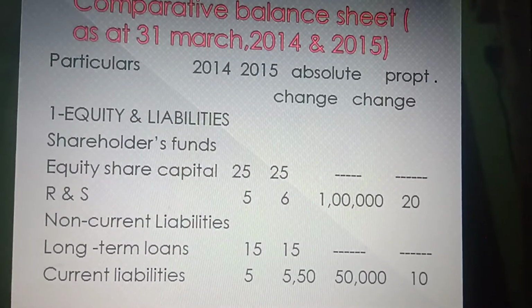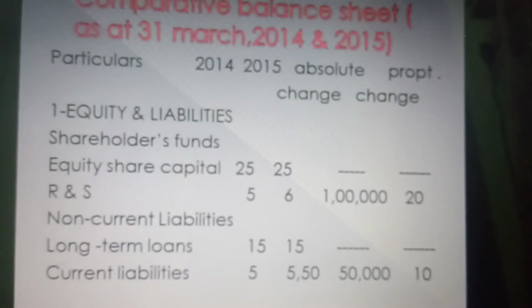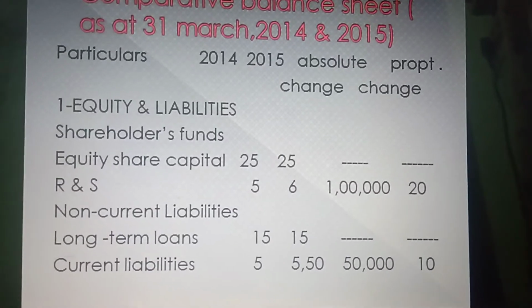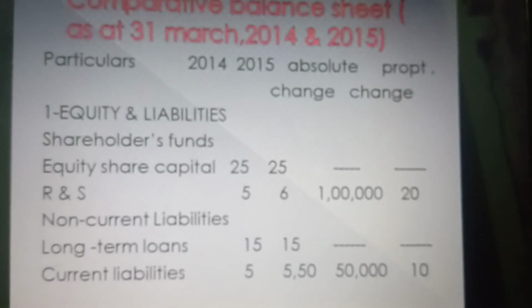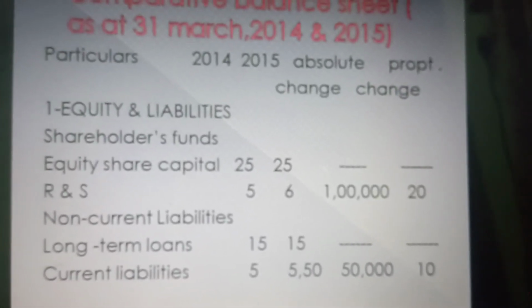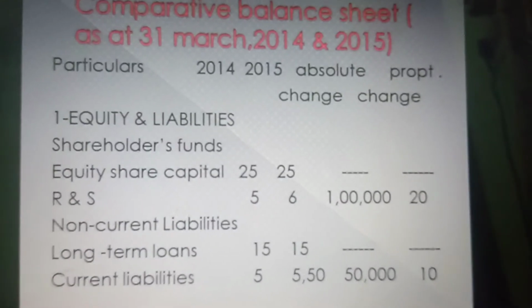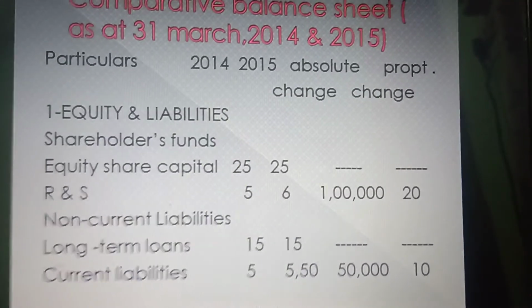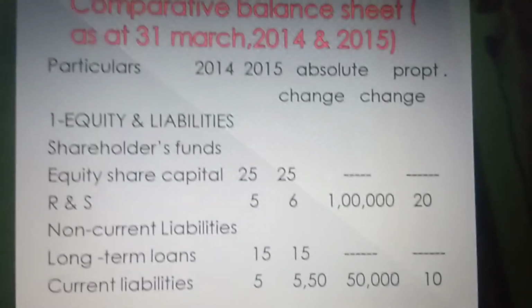As you can see, current liabilities were rupees 5 lakh on 31st March 2014, while current liabilities have increased to 5 lakh 50,000. Again you can see the absolute change is showing rupees 50,000, so mention rupees 50,000 in the absolute change column. Now moving to the percentage change, for computing the changes in percentage, absolute change 50,000 upon 5 lakh into 100. So what we are getting? 10%.